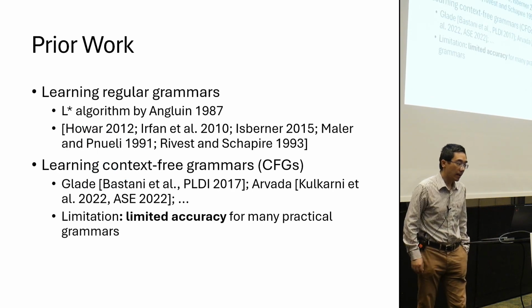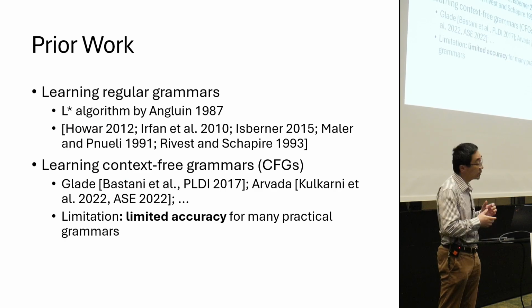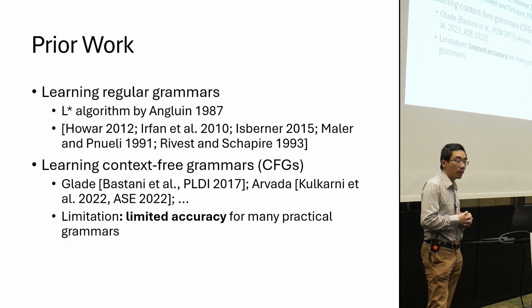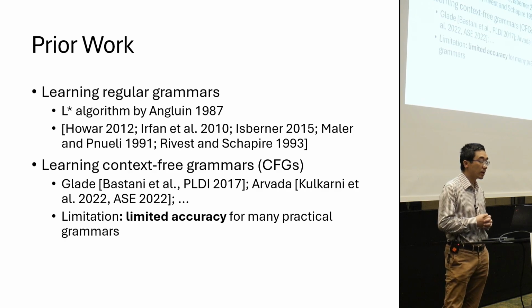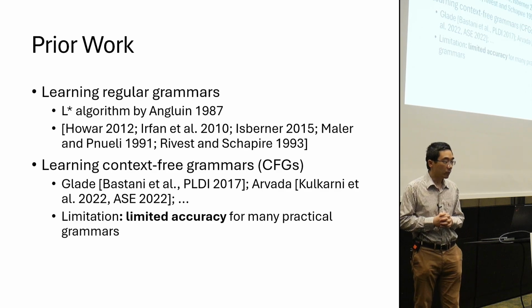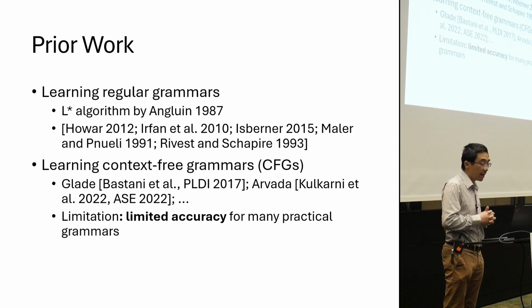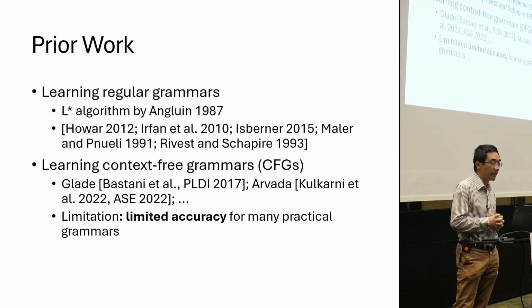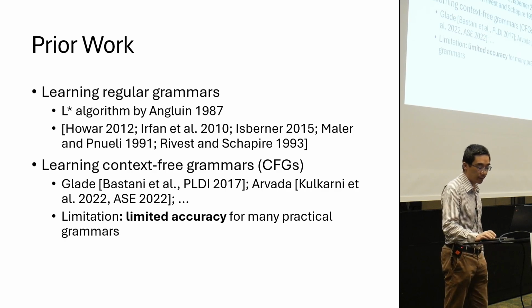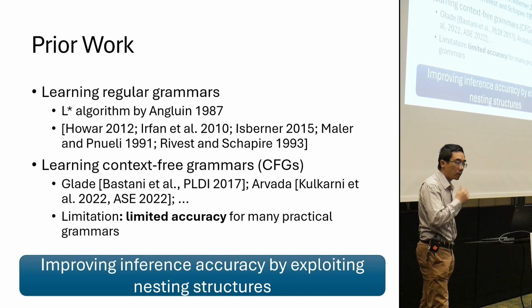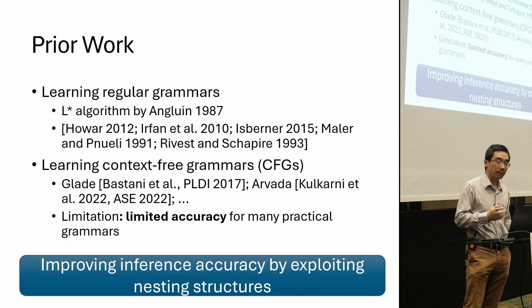There has been excellent work in this area. First, there was the seminal algorithm called L-star for learning regular grammars, and many follow-up works. There was also a good amount of work on learning context-free grammars, including recent work, Glade and Arvada. Their limitation is that they have limited accuracy for many practical grammars, and I will come back to this when we discuss evaluation. In our work, we try to improve grammar inference accuracy by exploiting something called nesting structures.